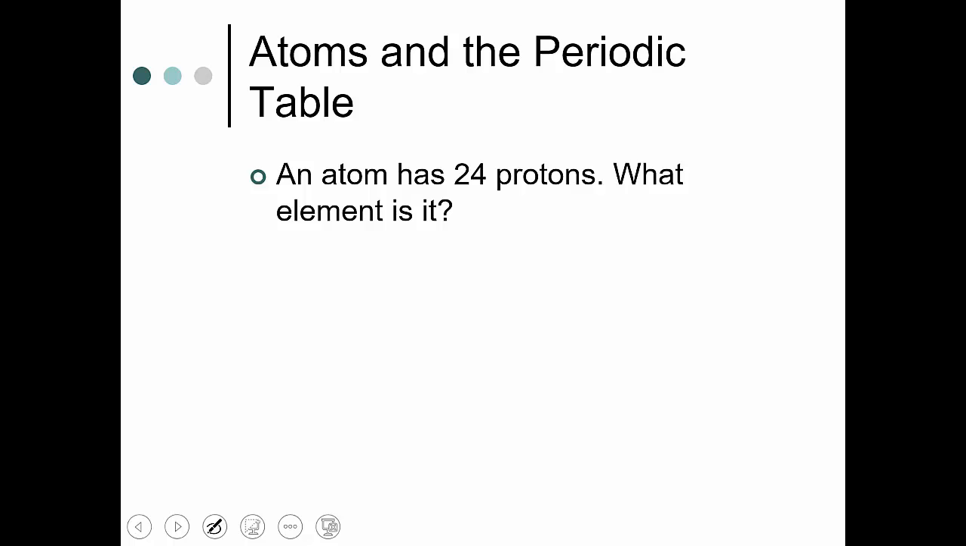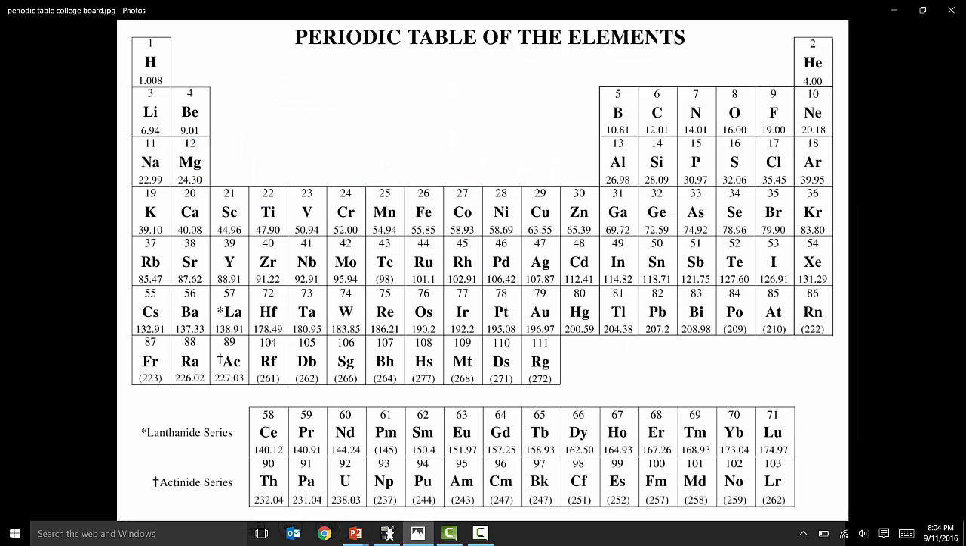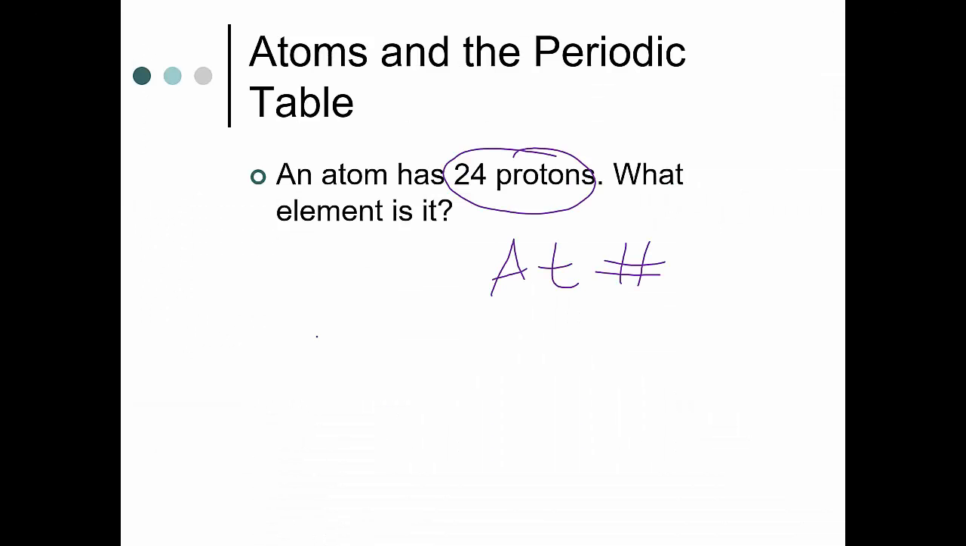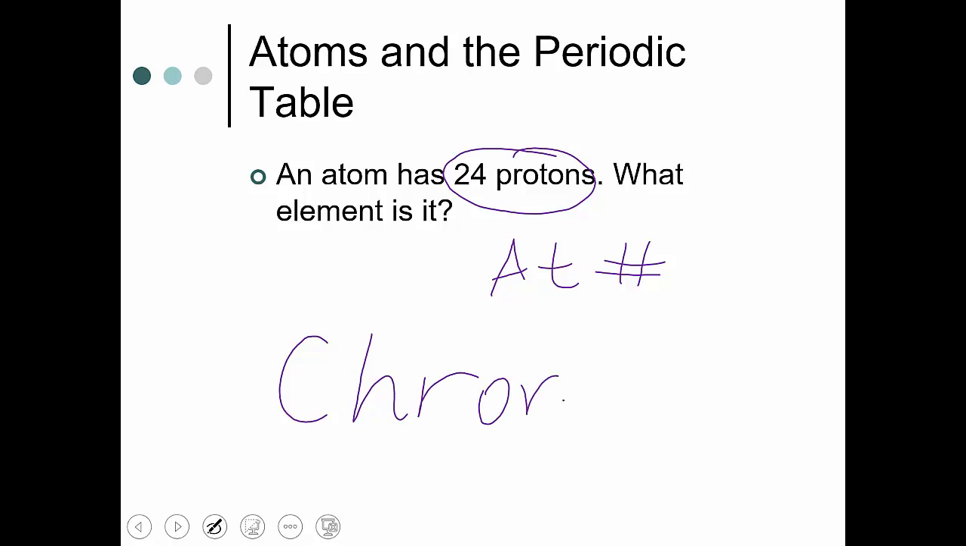All right, another way we could think about this, an atom has 24 protons. What element is it? So again, the protons equals the atomic number. So we just find the element with number 24. So it looks like that would be Cr right here. Number 24 is Cr, so it's chromium. Chromium.